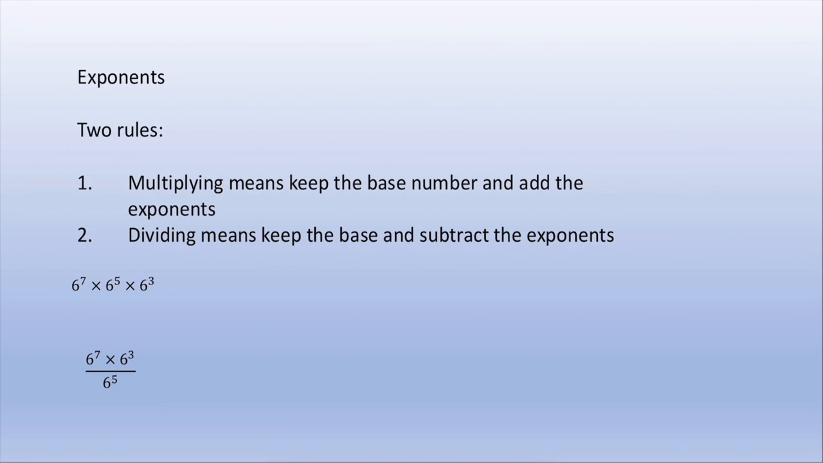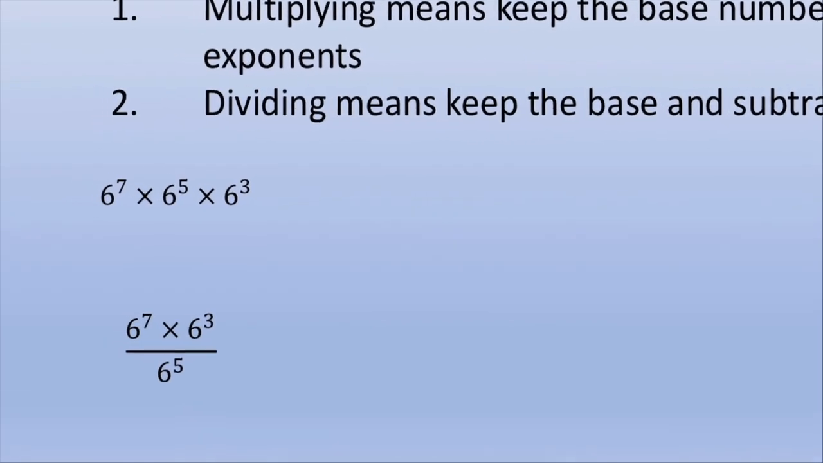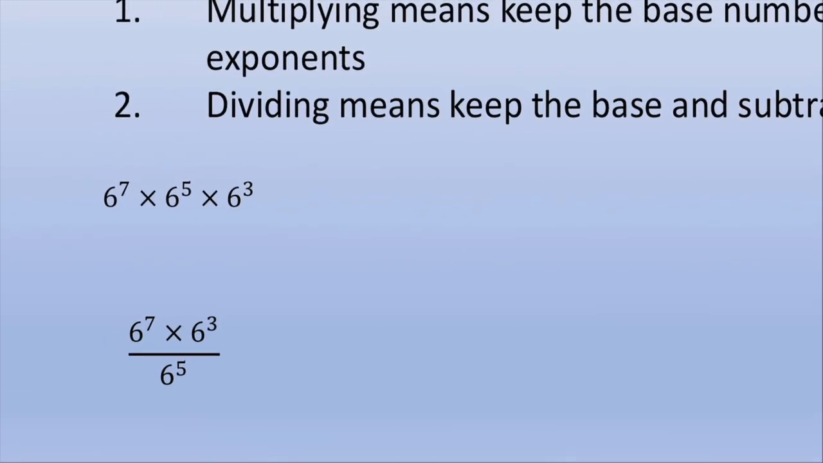So if we look at this example right here, the bases are all 6. You're going to keep that base. You're going to add those exponents. So just add those up. 7 plus 5 is 12, plus 3 is 15. It would be 6 to the 15th. And when it's such a large number like that, it's probably good to just leave it 6 to the 15th.